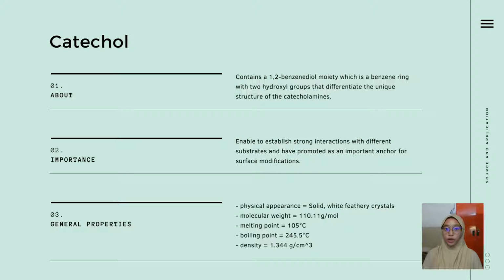It has a faint odor and its molecular weight is 110.11 grams per mole. It has 105 degrees Celsius for its melting point and 245.5 degrees Celsius for its boiling point. The density is 1.344 grams per cubic centimeter.